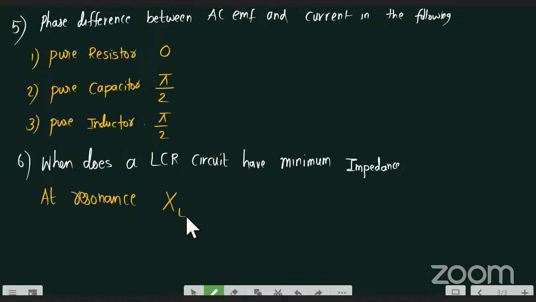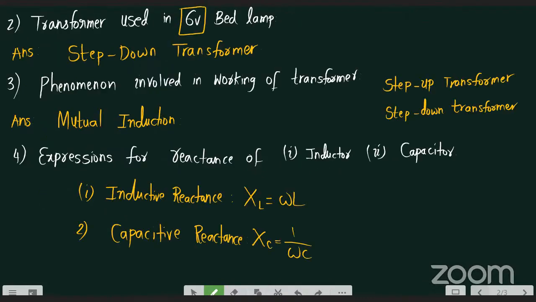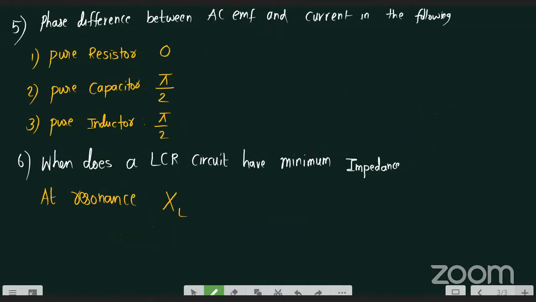XL. What is the meaning of XL? Just now we have written what XL is. XL represents inductive reactance. The value of XL will be equal to the capacitive reactance. If this condition is satisfied, then we can say that the LCR circuit will have minimum impedance. When will this happen? This will happen at resonance condition. So remember this: when XL is equal to XC, we'll be getting the minimum impedance condition for an LCR circuit.